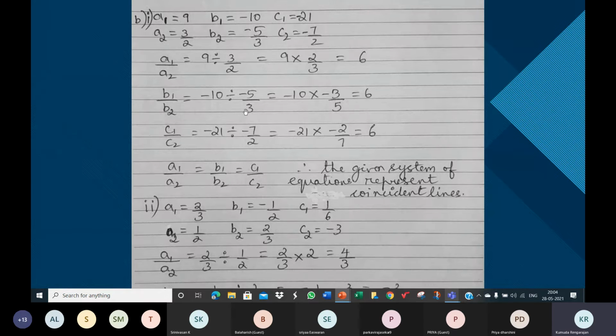Your presentation should be like this. You shouldn't have written straight away A1 by A2 equal to B1 by B2 equal to C1 by C2, or something like A1 by A2 is not equal to B1 by B2. You don't know that. That's what you should find, which means you should work out the ratios separately. Find A1 by A2, find B1 by B2, find C1 by C2. Now observe the answers. What are the answers? All are equal. All the ratios are equal, which means the lines are coincident.